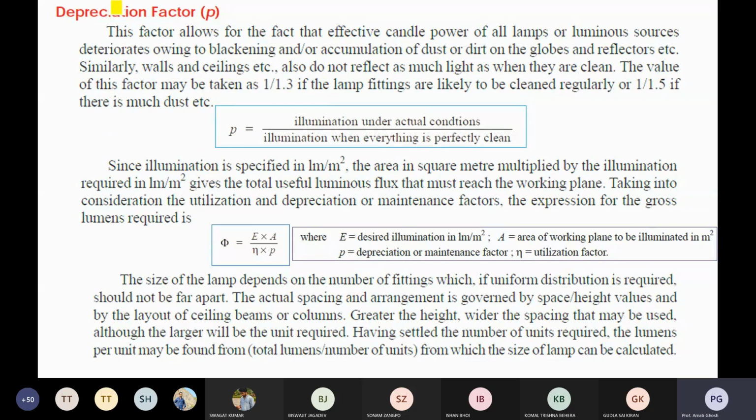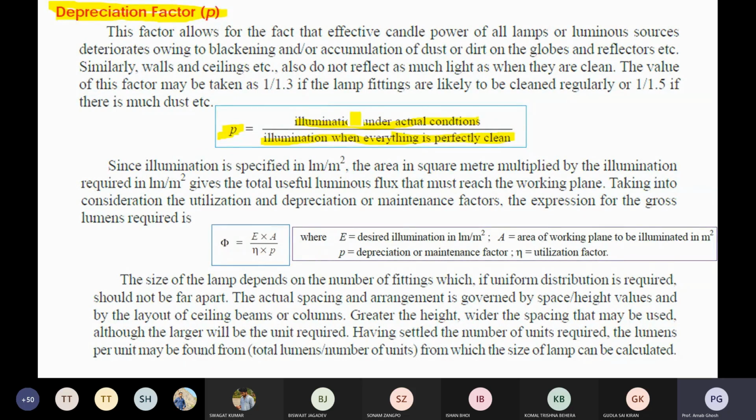Depreciation of assets: depreciation is a terminology related to management studies. So how much depreciation is observed, the depreciation of the assets, that common terminology, you need to calculate. So the illumination under actual conditions, how much illumination you are obtaining from there, and if there is no loss, meaning no dust and perfectly clean, how much value will be there. That value you have to calculate.